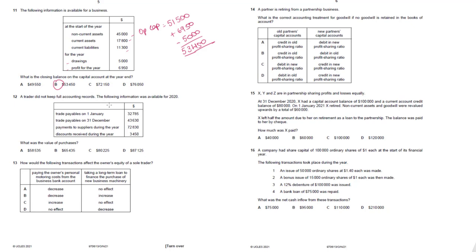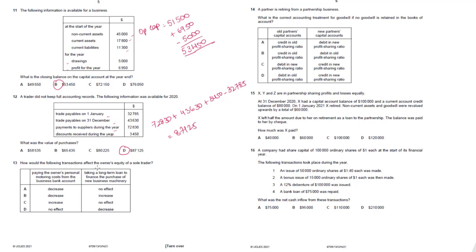A trader did not keep full accounting records. The following information was available for 2020. Opening, closing, trade payables, payments, discounts received. What is the value of purchases? So you start with the payments, 72,830. To this you add the closing trade payables, 43,630. You add the discount received, 3,450, and you subtract the opening, 32,785. So 87,125, 12D. Question number 13.